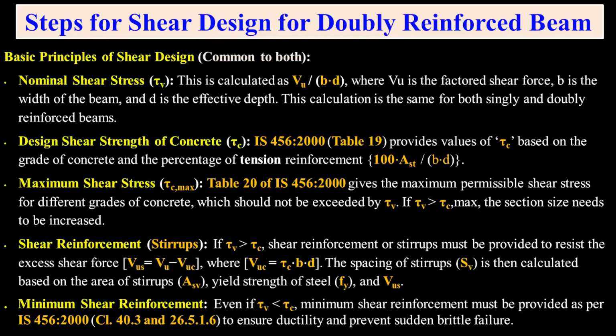the Vus value. And critically, even if tau v is less than tau c, minimum shear reinforcement is mandatory, as per IS 456, 2000, clauses 40.3 and 26.5.1.6. This is vital for ensuring ductility and preventing sudden, brittle failure.